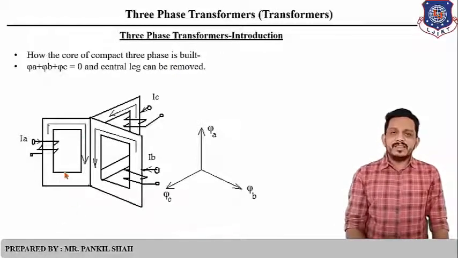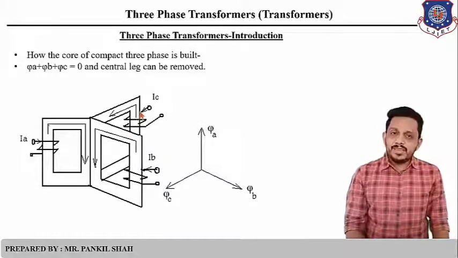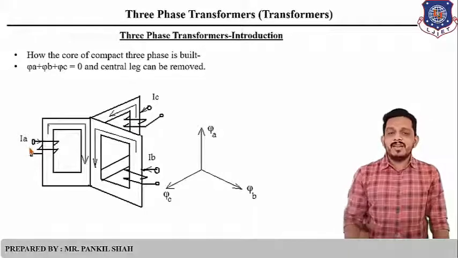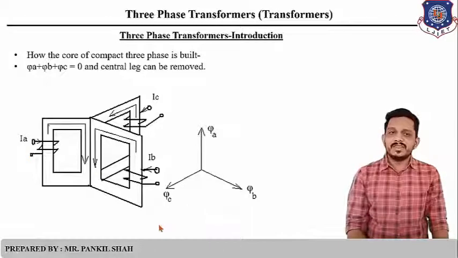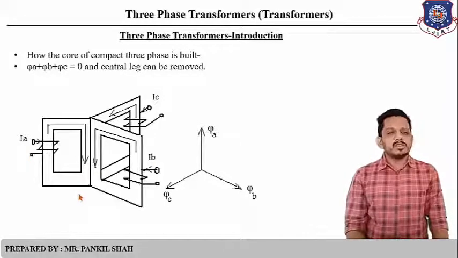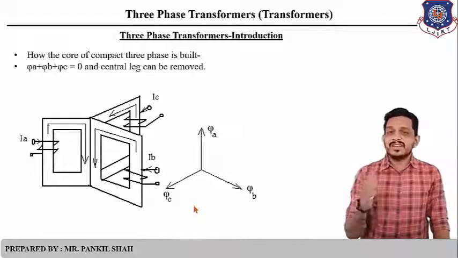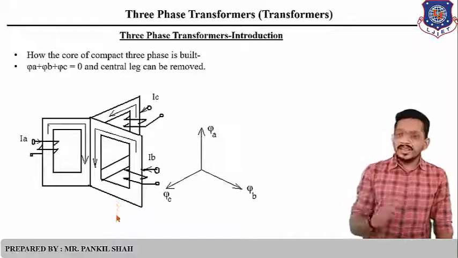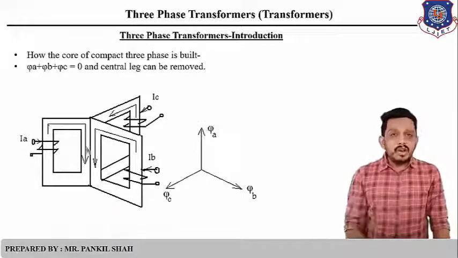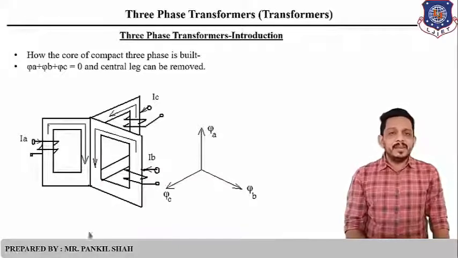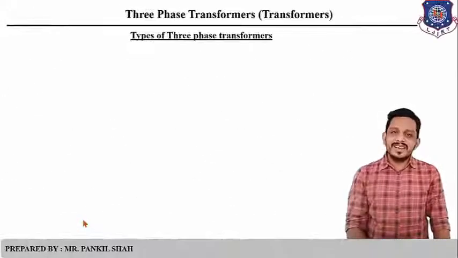You can see that there are three cores, and these three cores are just like the core type of transformer. If this is the first transformer's winding, this is the second transformer's winding, and this is the third transformer's winding, then EMF will be induced in these three windings. Flux will be produced in these windings, that is phi A, phi B, and phi C. You can check the direction of all these fluxes. These three fluxes are 120 degrees apart from each other, as we have discussed in the case of three-phase circuits. So these three fluxes are zero at the meeting point at the central link, and you can remove the central link from this construction.